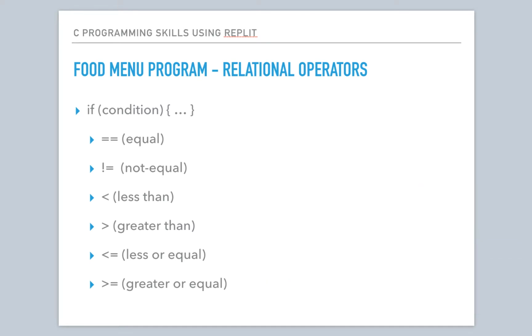So these relational operators, notice each one has two characters back to back, and they basically check for the condition using these operators. So is num1 equal to num2? Or is num1 not equal to num2? Or is num1 less than? Or is num1 greater than? Or less than equal? Or greater than equal?